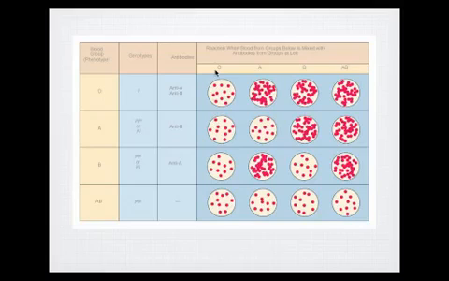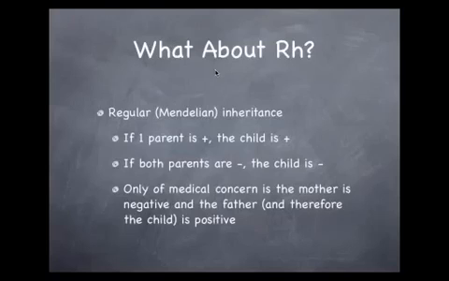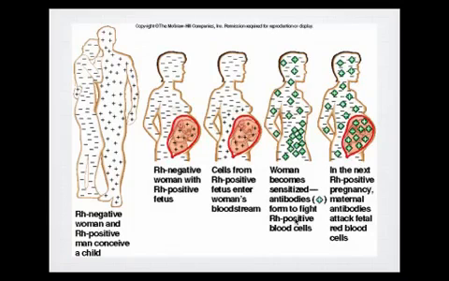Okay, so hopefully that makes a little bit more sense. The RH, the positive or negative, is inherited in Mendelian fashion, and it's actually not inherited on the same chromosome, interestingly enough, as the ABO antigens. If one parent is positive, then the child will be positive. If both parents are negative, that's when the child will be negative. So the only issue of medical concern is when the mother is negative and the father, and therefore the child, is positive. So we're going to look at that right now.